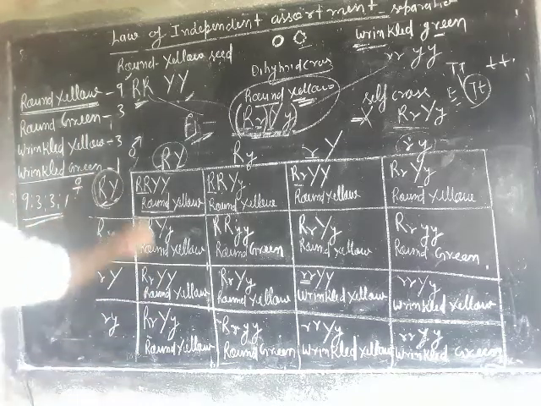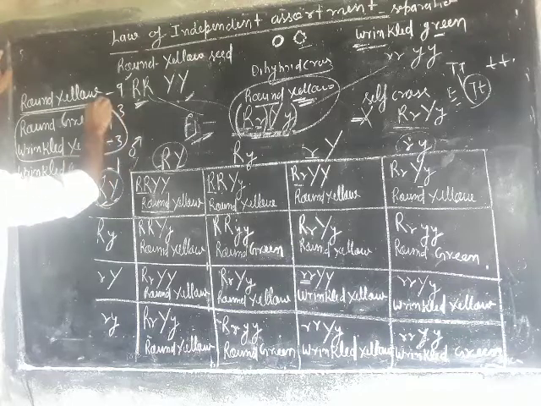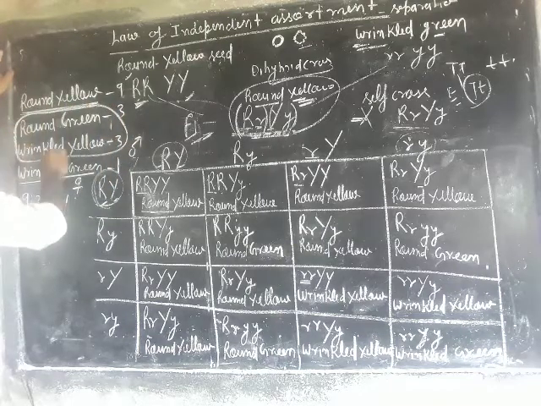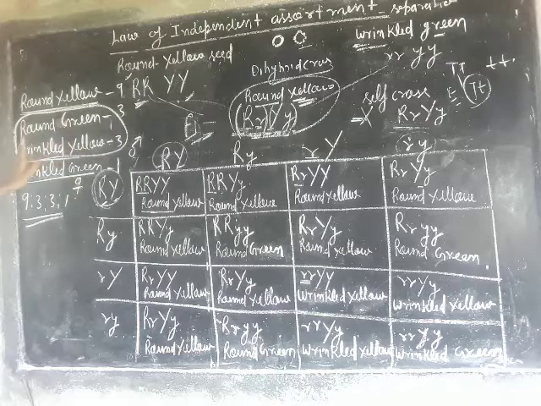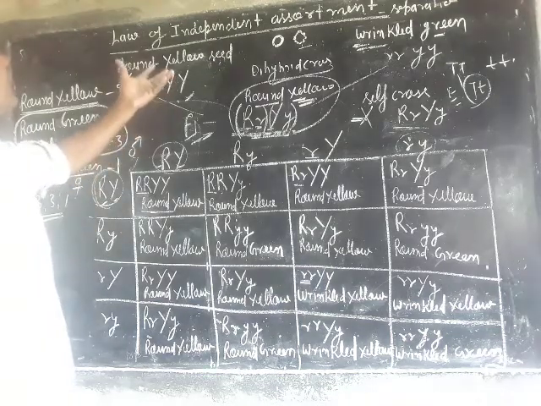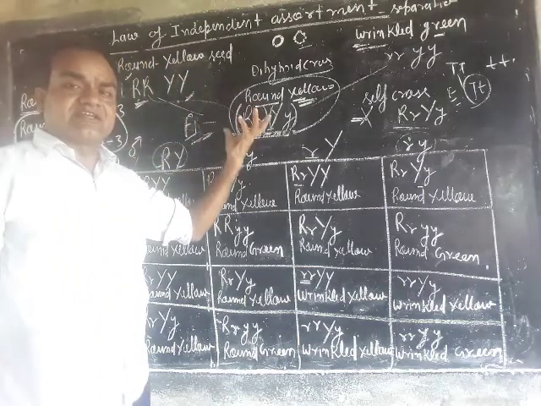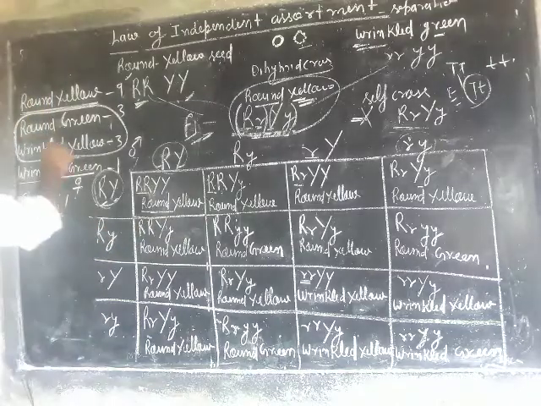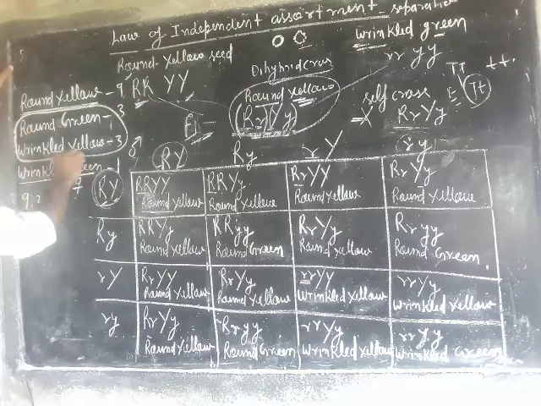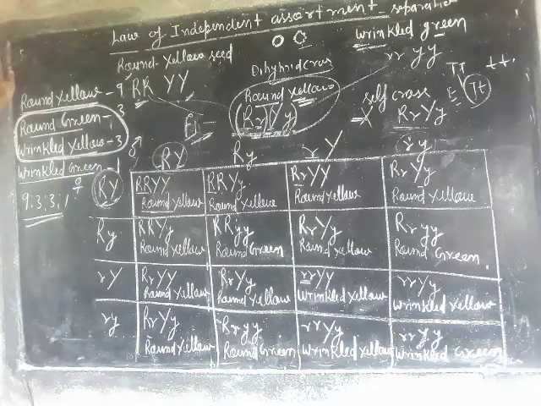But in the F2 generation, Mendel found new characters, that is round green and wrinkled yellow, which do not show up in the parent or F1 generation. Here Mendel found round green and wrinkled yellow, the new characteristic features.